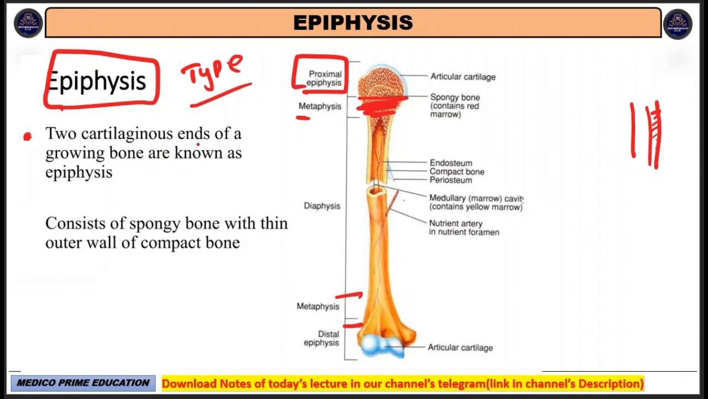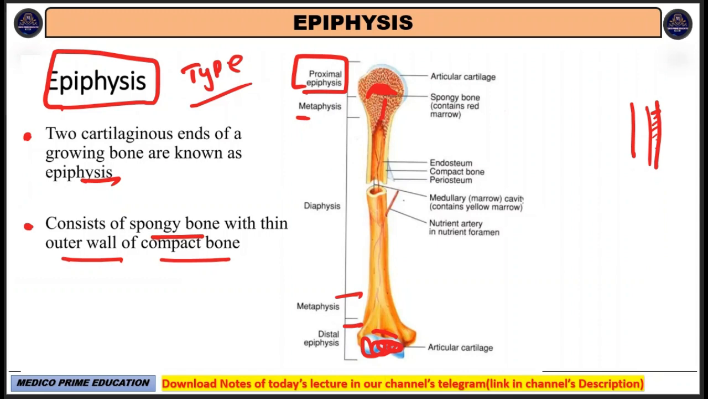So the two cartilaginous ends of the growing bone are known as epiphysis. What is epiphysis? This is the cartilaginous end where the articular cartilage is present, so it is known as the cartilaginous end. This is also known as articular cartilage. The cartilaginous end of the growing bone is known as epiphysis. It consists of spongy bone within the thin outer wall of compact bone. Here you can see the spongy bone, which contains compact bone also.